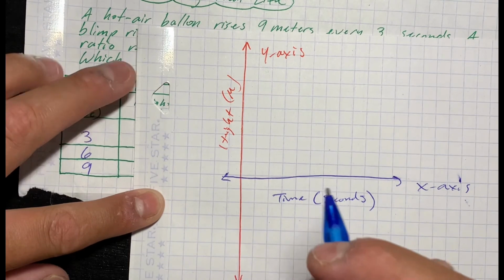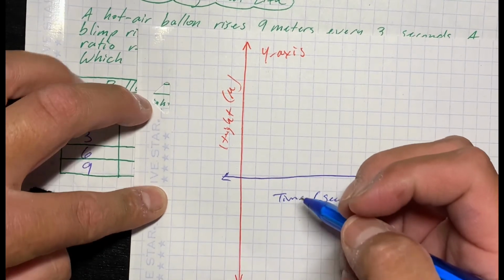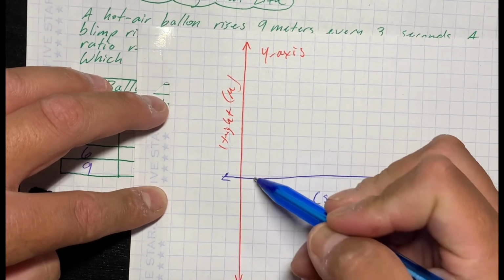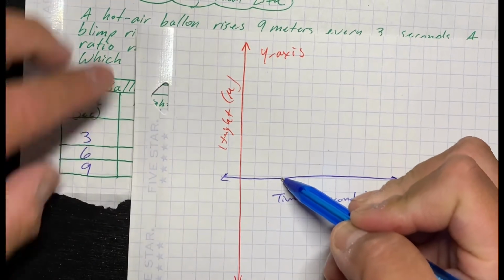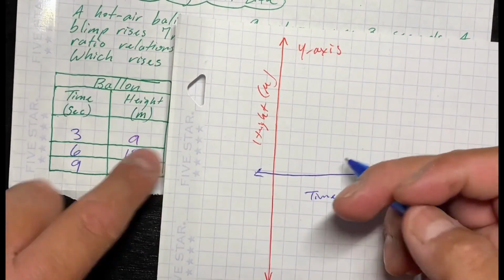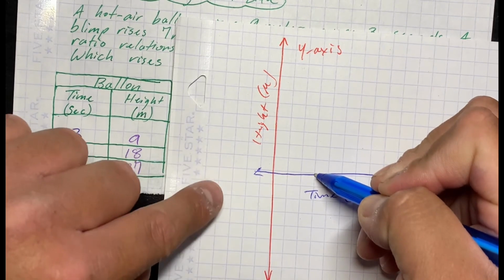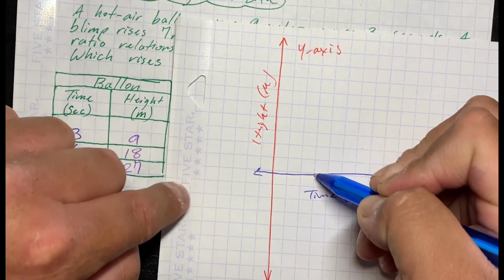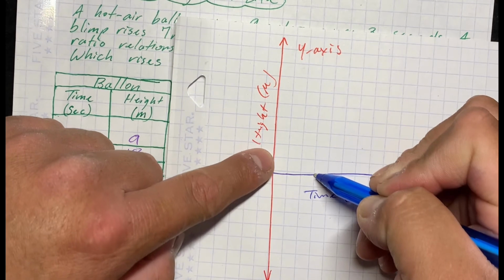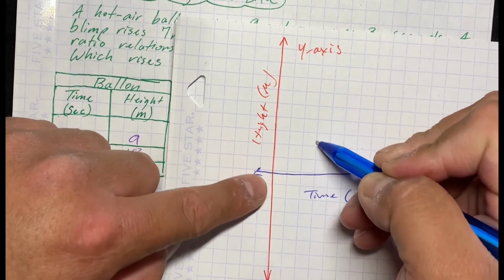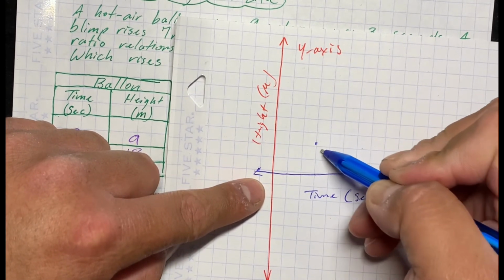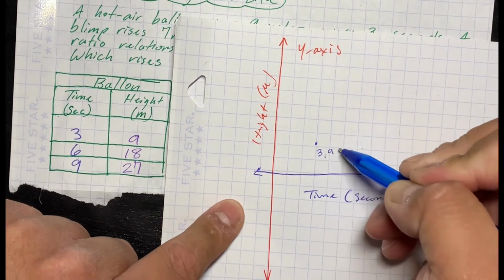hot air balloon. So for the hot air balloon, we're gonna go 1, 2, in 3 seconds. So in 3 seconds it rises 9 meters. So we're gonna go 9 meters. So this will be like 4, 8, and then 9, right about there. So in 3 seconds it rises 9 meters.